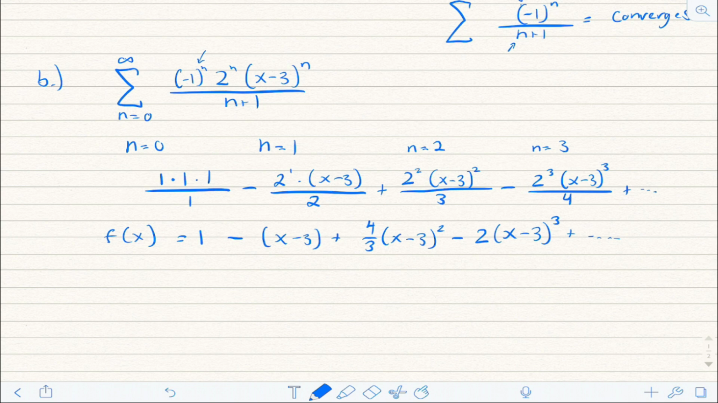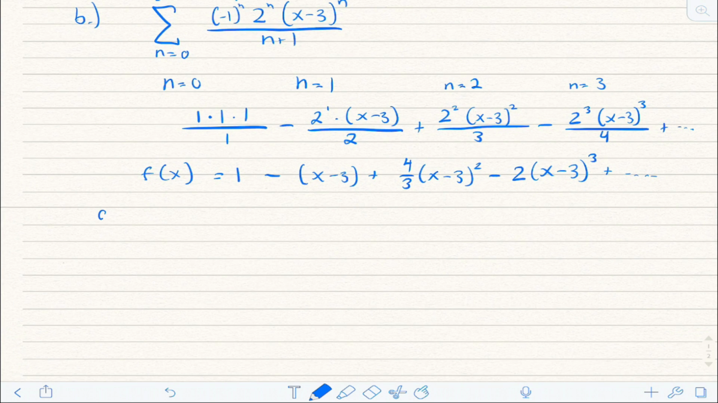Now I need to take a look at a couple of other things. I know that g of 3 is equal to 5. I also know that g prime of x is equal to f of x. What I'm trying to figure out is the Taylor series, actually the power series, in relationship to g of x. So I'm going to write it like this.